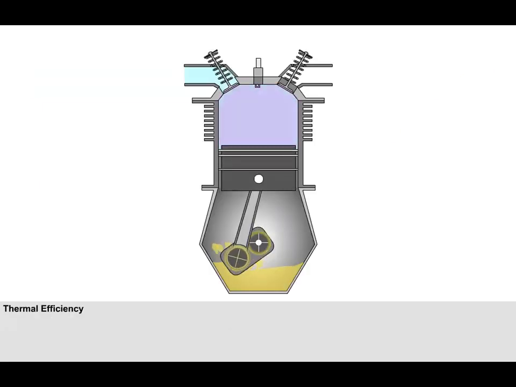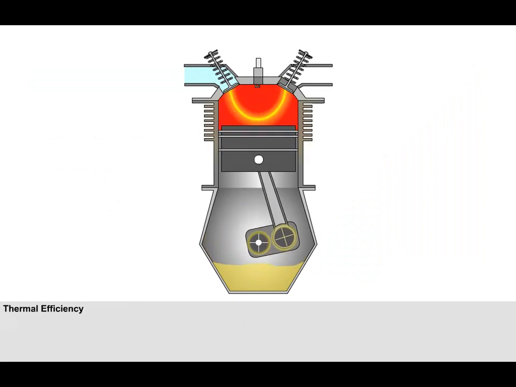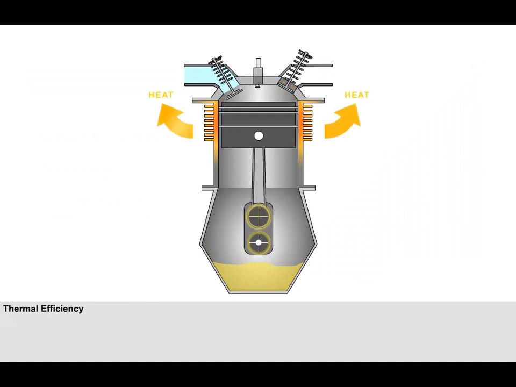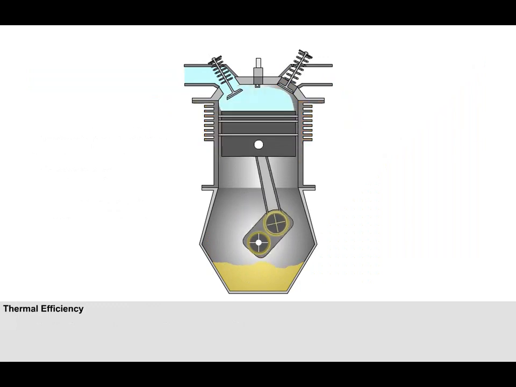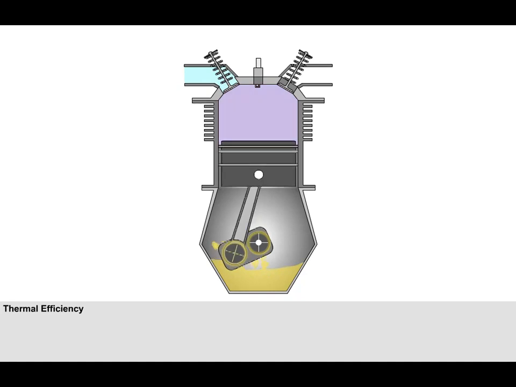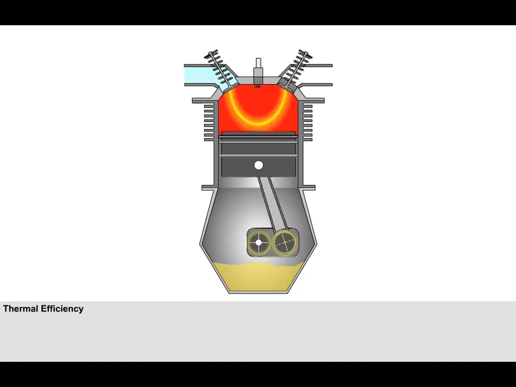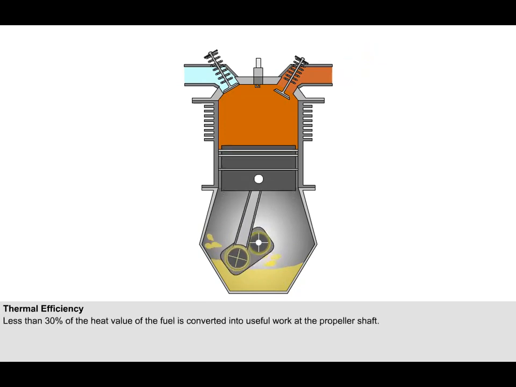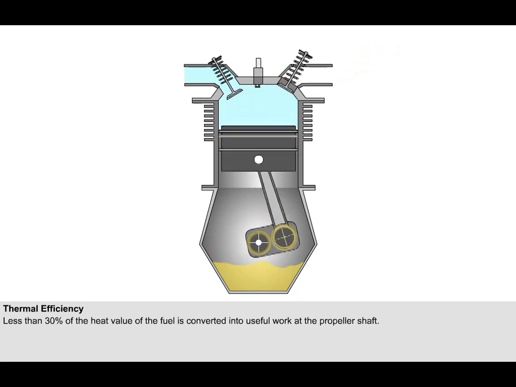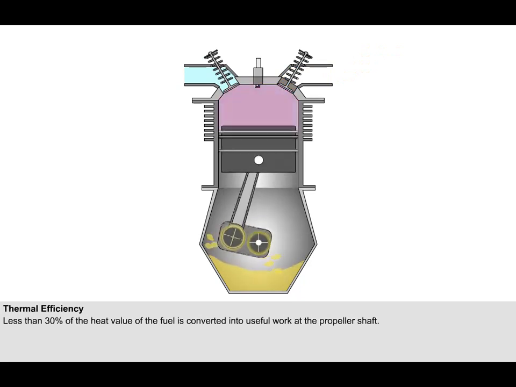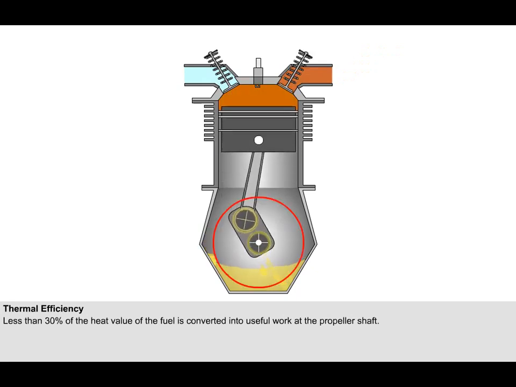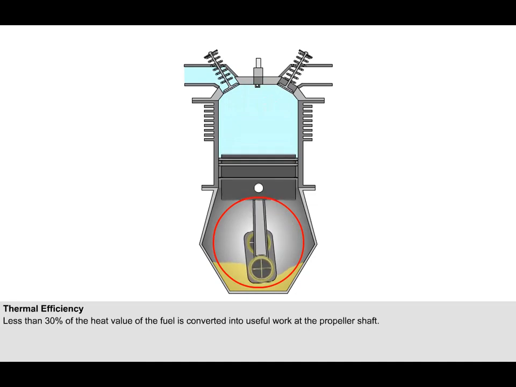The piston engine works by converting chemical energy into heat energy, which is then converted into mechanical energy. A considerable amount of energy is lost in the form of heat to the cylinder walls and the piston crowns. The exhaust gases also remove heat as their temperature is still high when they are expelled from the cylinder during the exhaust stroke. Additional work is done in overcoming the internal friction of the engine. The net result is that under the best conditions, rather less than 30% of the heat value of the fuel is converted into useful work at the propeller shaft.